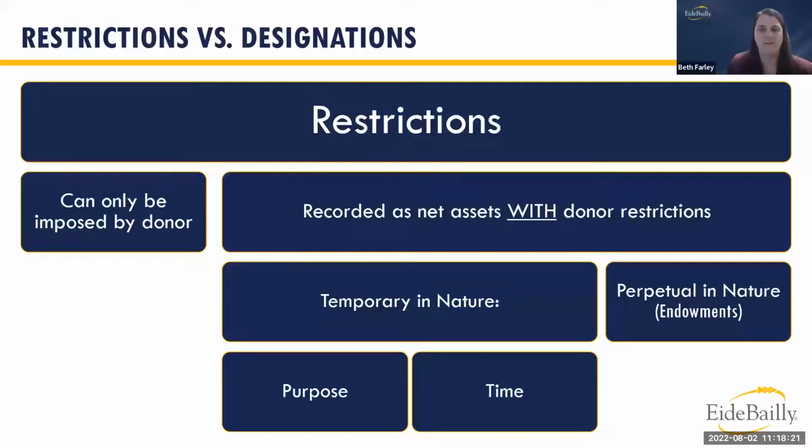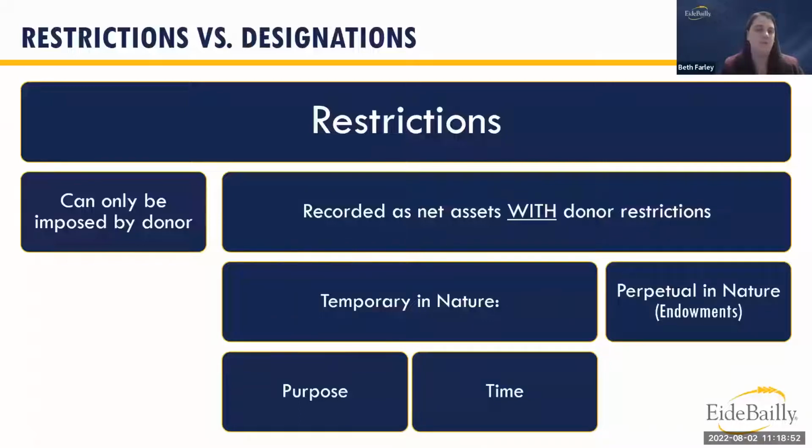All right, so let's talk about restrictions specifically. They have to be imposed by the donor. A lot of times I'll hear organizations talk about restricted, that the board had set aside funds and they call them restricted. I think it's good to get used to the terminology in the nonprofit world that restrictions are from the donor only. So you're going to record those as net assets with donor restrictions. You're going to see that on your statement of activities and statement of financial position that way.